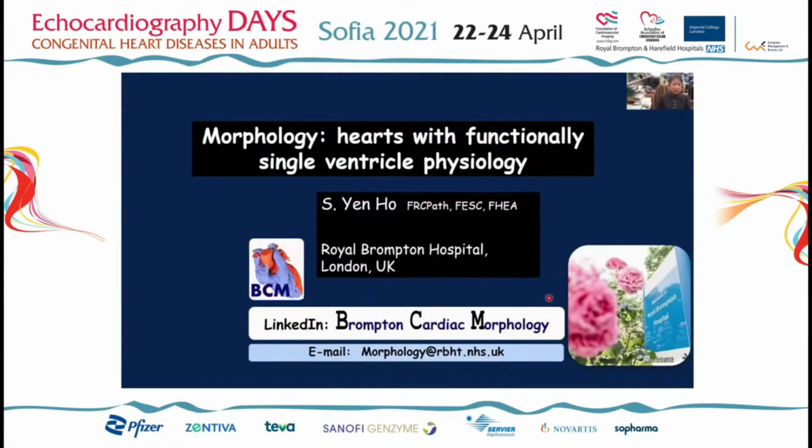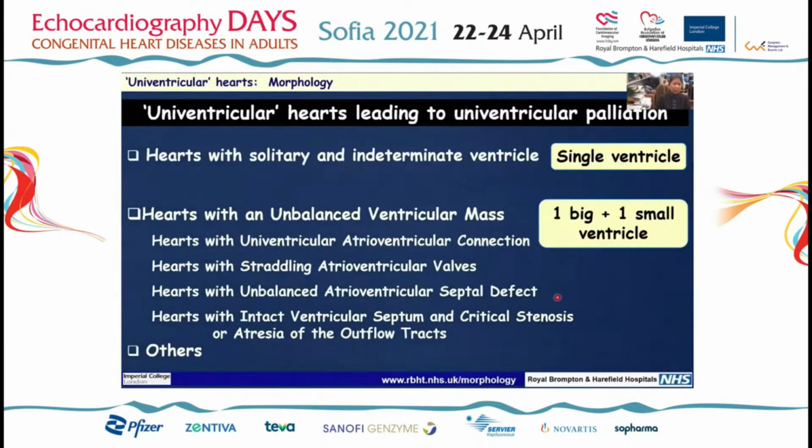For this session, I'm going to look at the morphology of hearts with functionally single ventricle physiology. And as we can imagine, it can encompass a whole lot of entities. So we start off with hearts with solitary and indeterminate ventricle. This is a true single ventricle situation. The majority of hearts would have unbalanced ventricular mass, that is to say, one big plus one small ventricle.